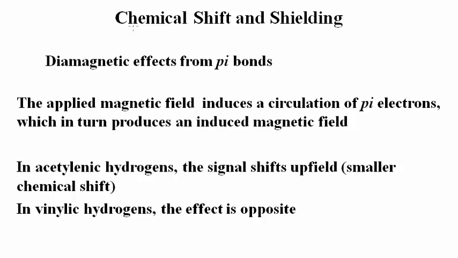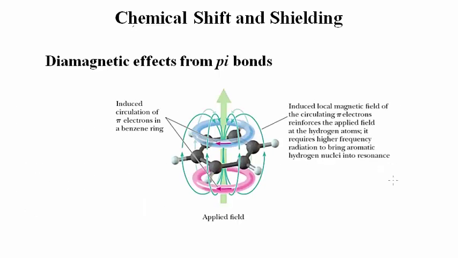So the local magnetic field induced in the pi bonds shifts the signal of acetylenic hydrogen upfield to a smaller chemical shift value. Now, the effect of the induced circulation of pi electrons in a vinylic hydrogen is opposite to that. The direction of the induced magnetic field in the pi bond of a carbon-carbon double bond, instead of a triple bond, is parallel to the applied magnetic field in the region of those hydrogens. So the induced magnetic field deshields the vinylic hydrogens and thus shifts their signal downfield to a larger chemical shift value.